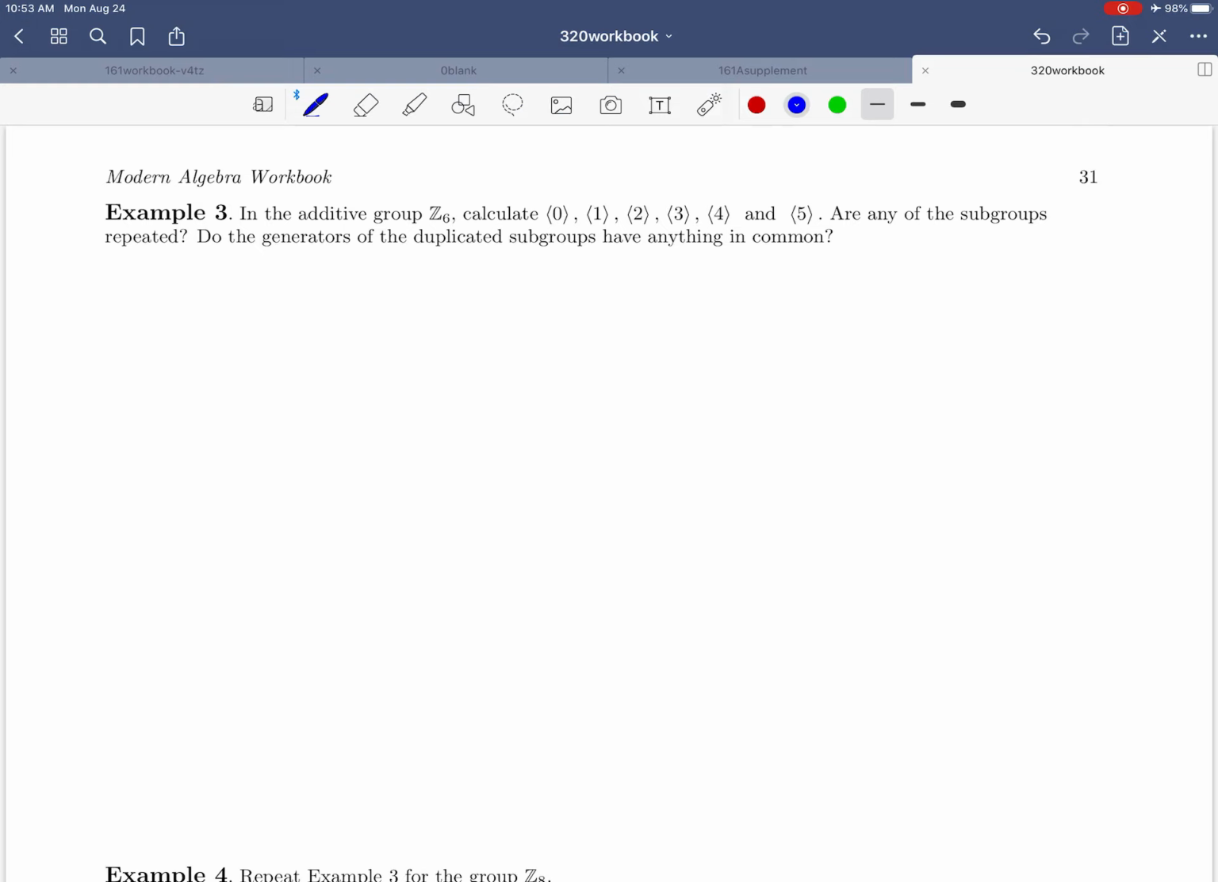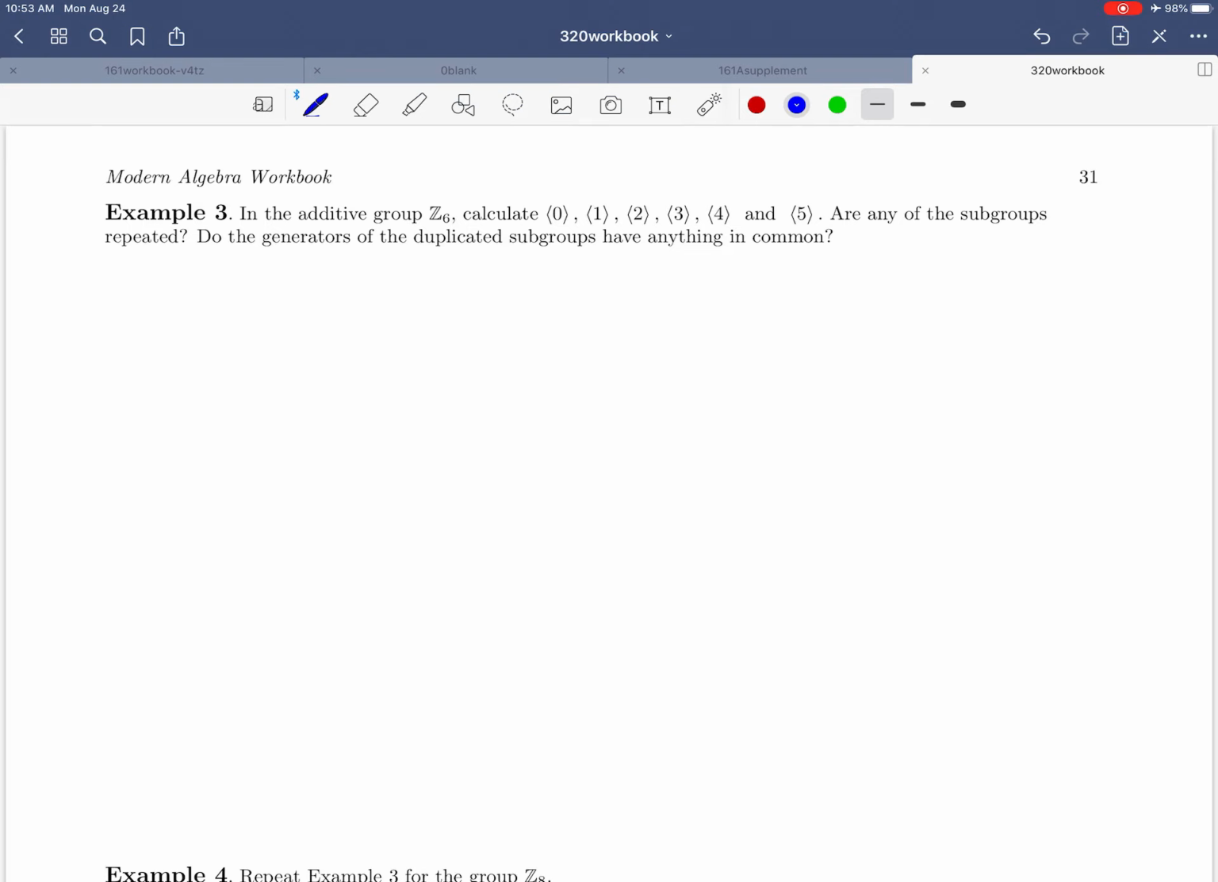Example 3, we are looking at the additive group Z6, so the integers mod 6. And we're going to look at all the cyclic subgroups generated by each of the elements in Z6. And if you haven't done so already, I encourage you to stop the video and work through this example on your own before you come back and watch me work through it. Okay, let's have a look at this together.